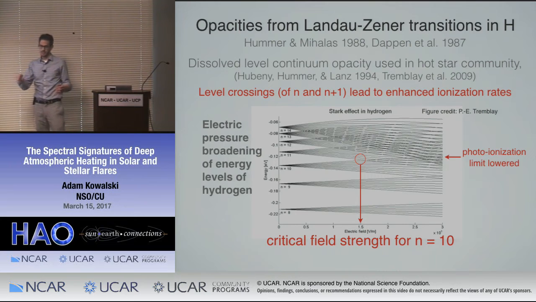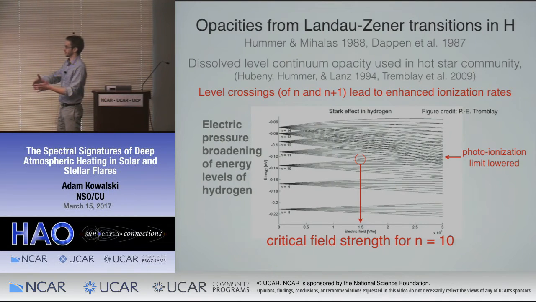So if you have a photon that comes along and it would ordinarily excite a bound-bound transition, n equals 2 to n equals 10, if you have a critical field, it will actually be able to photoionize the atom. So bound-bound opacity is transferred to bound-free opacity for wavelengths longer than the Balmer edge. And so there are a number of papers that have shown how to incorporate this modified opacity into radiative transfer calculations. And this comes from the white dwarf community, Däppen et al., Hummer and Mihalas.